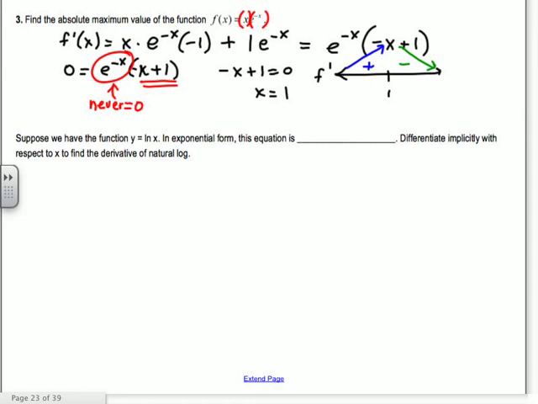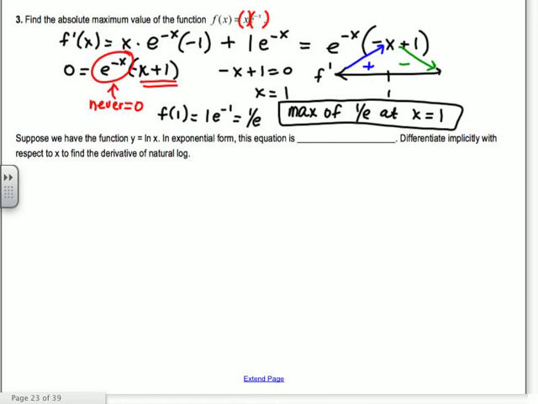All right, so you actually need to find how high it goes. So whenever it says find the maximum or the minimum, you need to find how high or low it goes. So we plug back into the original. So I plug in 1. I have 1 e to the negative 1, so it's 1 over e. That's the height. That's the y value, right? So we say max of 1 over e at x equals 1. So that's how we write our solution.